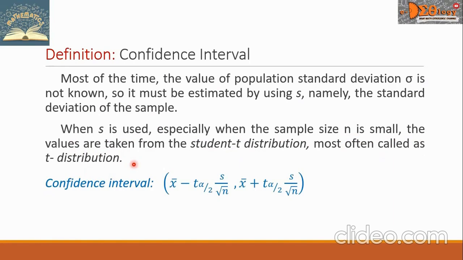The confidence interval is computed using this formula. The lower limit is this value, which is x bar minus t with subscript alpha over 2, and this value is multiplied by the fraction whose numerator is s over the square root of n. The upper limit is similar to this value, except this is minus, while this is plus.